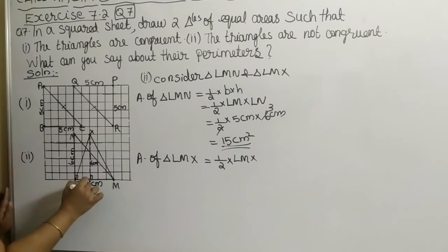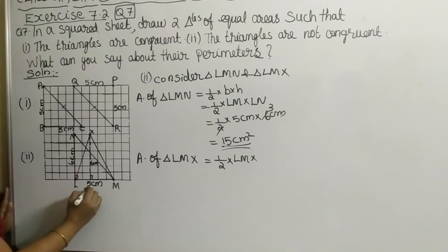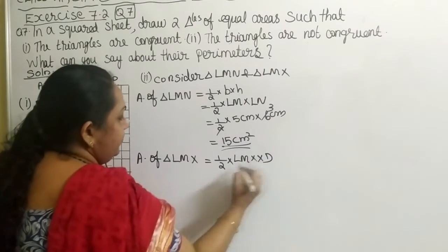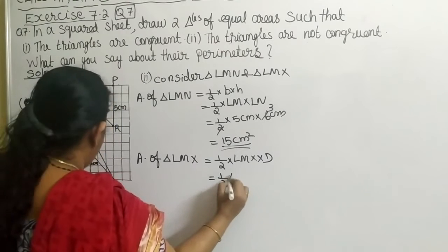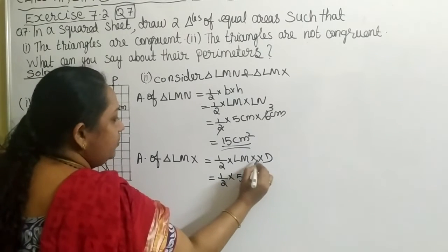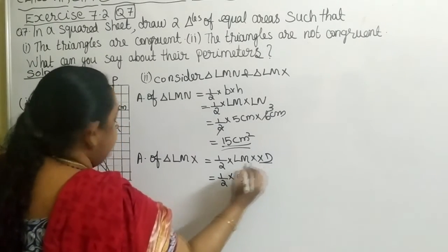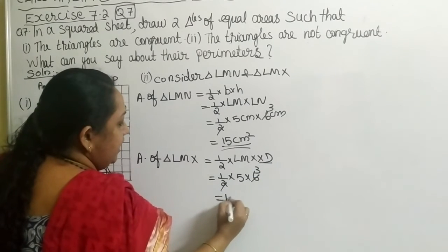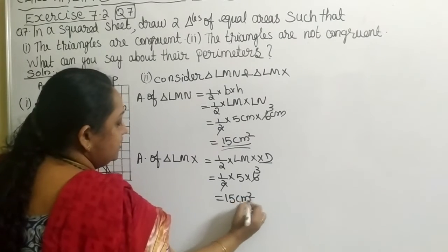That is from here to here. We can mark it here as XD. This is the point D. So XD, that is half into 5 into XD, which is 6 centimeter. So we get 15 centimeter square.